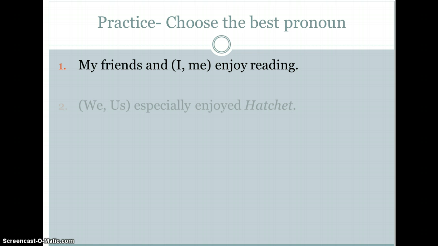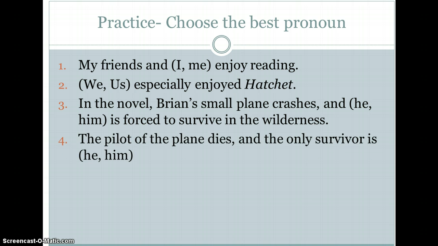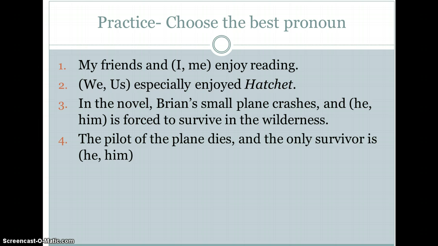Okay, so choose the best pronoun. Again, write these down in your notebook. We'll talk about them in class. And there are 4 sentences there. All you need to do is choose the correct pronoun in parentheses. It's not always which one sounds the best. We'll talk about how to figure out which pronoun to use, but looking back on the lesson for subject pronouns, choose the best pronoun.